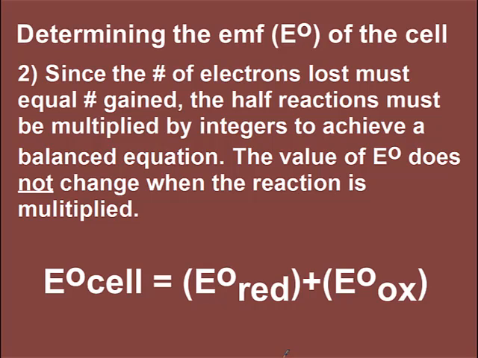Since the number of electrons lost must equal the amount gained, the half reactions must be multiplied by whole number integers to achieve a balanced equation. The value of E naught does not change when the reaction is multiplied, unlike when we do a Hess's law where we would reverse the reaction and multiply. Our equation technically is Ecell is equal to the reduction plus the oxidation.